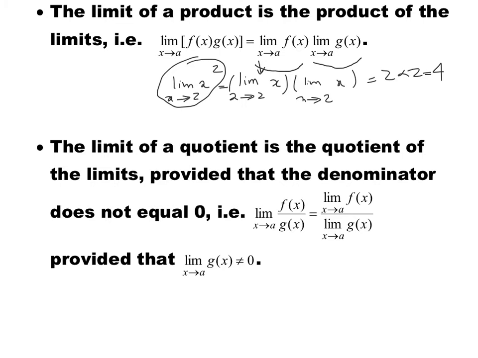The next property is the limit of a quotient. If you have a fraction of two functions, then the limit of f of x over g of x is the same as the limit of the numerator divided by the limit of the denominator. Of course, since you cannot divide any number by 0, the condition is that the limit of the denominator, which is the limit of g of x, cannot be equal to 0.